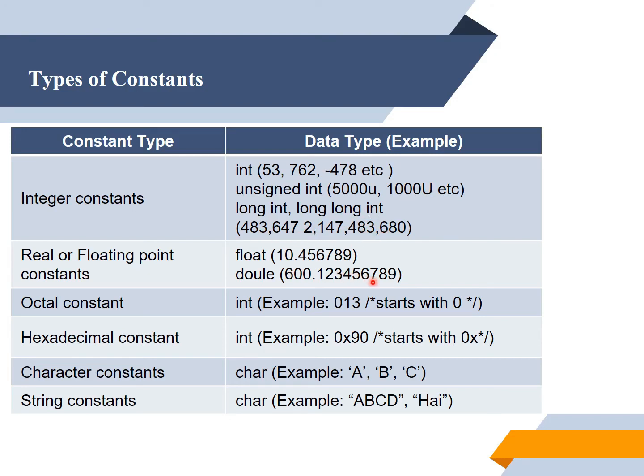These are decimal constants. Octal always starts with 0. Hexadecimal starts with 0x. Character is a simple character. String is within double quotes. Characters are enclosed within single quotes and strings are enclosed within double quotes. A character constant can contain a single character, whereas a string can contain more than one character.